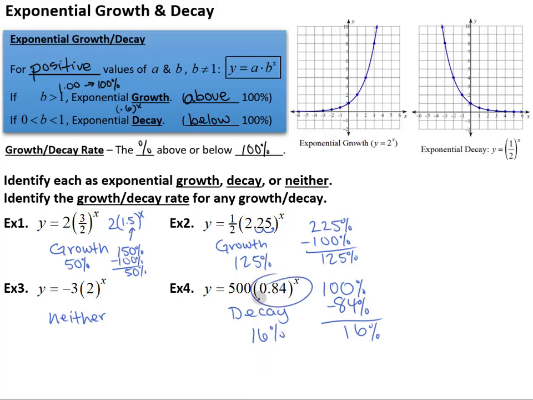What this 0.84 means is, of this initial value or starting value of 500, every time x increases by 1, we get to keep 84% of our previous value, but that means we're losing 16%. And that's why we call this a decay rate of 16%. We're losing 16% every time x increases by 1.